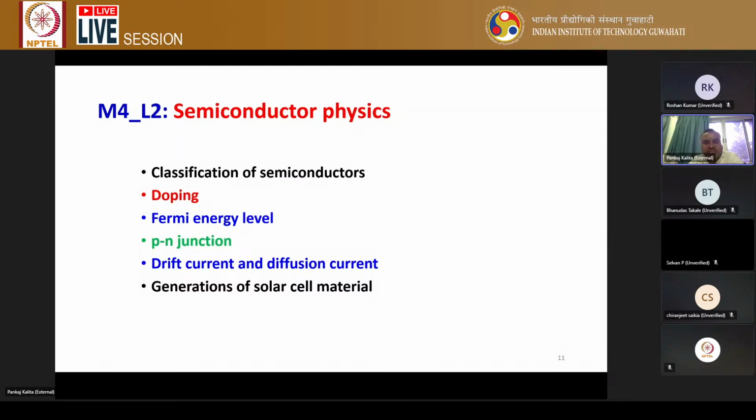Then generations of solar cell material, like first generation, second generation, third generation. In the first generation, people were least bothered about the cost. Only people were looking at how to increase the efficiency. In the second generation, cost was the primary issue. Can we have low cost solar cells? But in the third generation, we need to reduce the cost as well as increase the efficiency. That's the trend of classifying these generations of solar cell material. So this has been elaborated in these lectures.